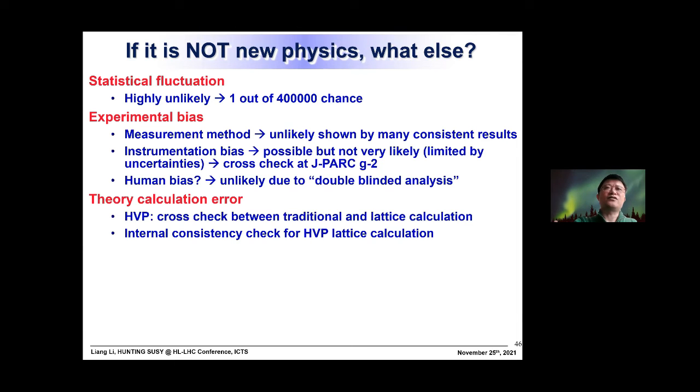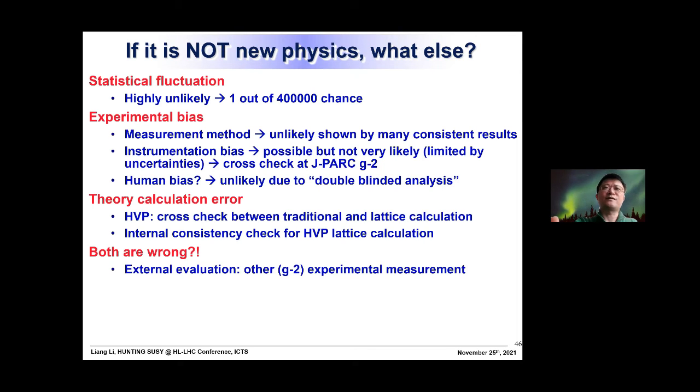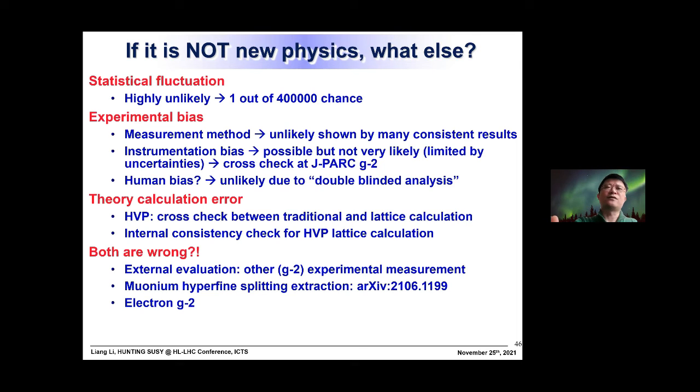And it could be theory calculations. Well, this is totally on the theory part. I think they are doing important consistency checks for the HVP calculations. I think they will sort it out very soon. It could possibly be that both are wrong, right? There's a small chance, but then we'll have to check with external evaluations, right? There's an interesting paper about the muonium hyperfine splitting extraction, and then there's the electron g-2, and people are even thinking about the whole g-2, right? So we have to check them, but so far we haven't seen evidence that something is wrong.